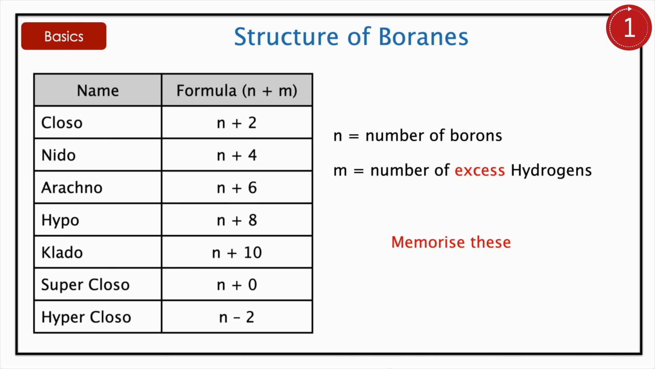Now we should know the structure of the borane. For that you should know the names. The names are Closo, Nido, Arachno, Hypho, Clado, Supercloso, Hypercloso. Normally the formula is n plus m. If it is Closo, it is n plus 2 system, where n is the number of boron, m is the number of excess hydrogens. 2 excess hydrogen means Closo, 4 means Nido, and so on. You should memorize these names and this formula.